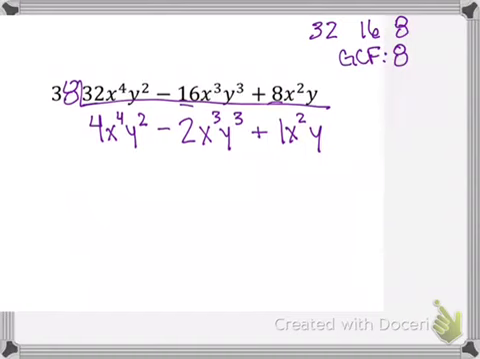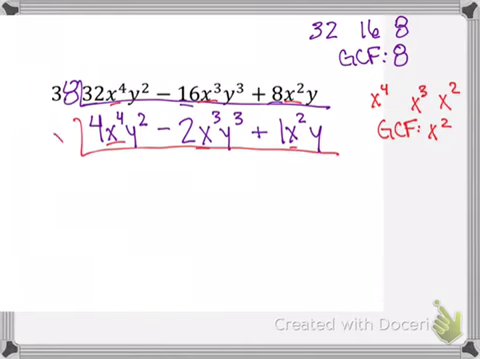Now I have an x and a y. We're going to treat them separately. So let's look at just the x's. X to the fourth, x to the third, and x to the second. My greatest common factor out of those is x to the second. So I'm looking at just the x's. I'm only going to divide x to the second. So all of these exponents right here are going to be subtracted by 2. So 4x to the fourth is now going to become x to the second because I divided by 2.